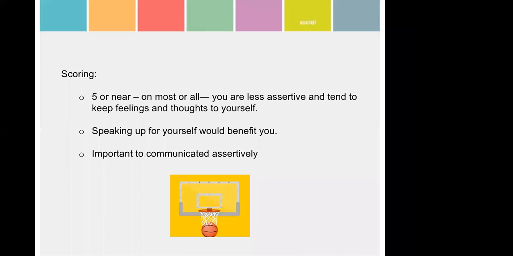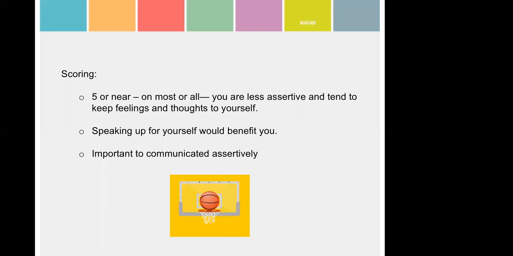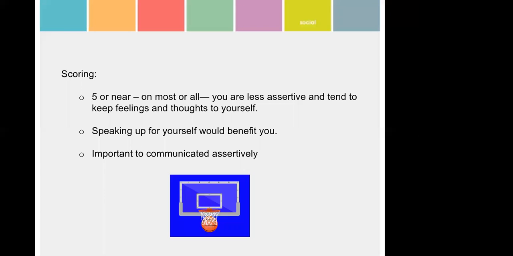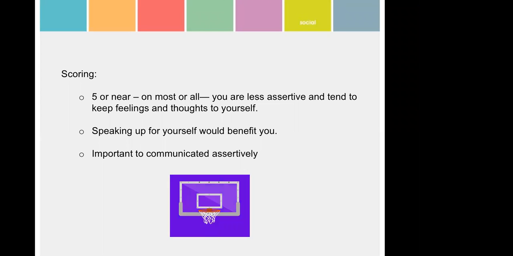All right, so when it comes to scoring, if you have 5 or near 5 on almost all of them, you are less assertive and you tend to keep feelings and thoughts to yourself, right? So you're kind of more on the, all right, we disagreed, let's move on. If you answered 5 or near 5 on most or all the questions, you were less assertive.